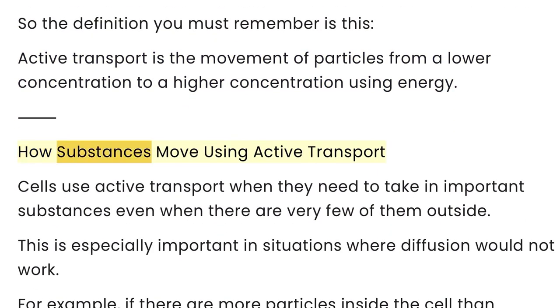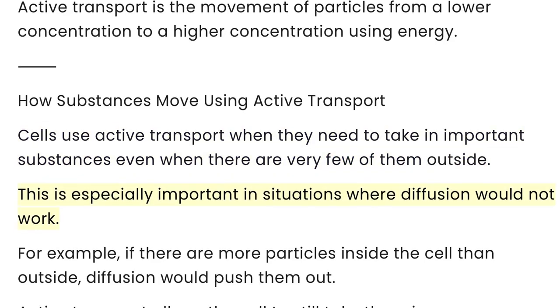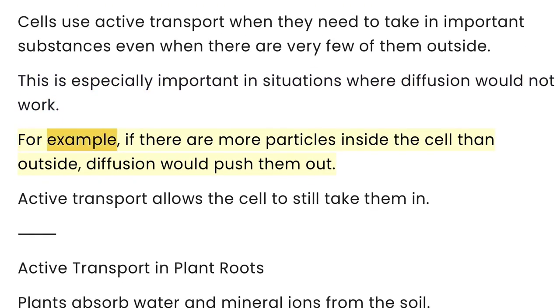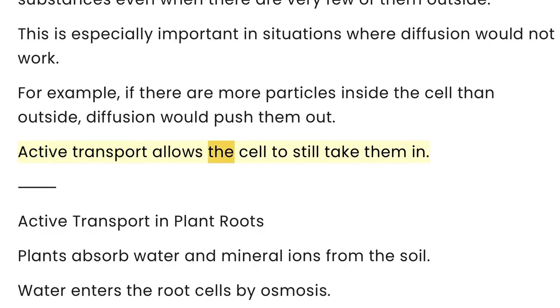How substances move using active transport. Cells use active transport when they need to take in important substances, even when there are very few of them outside. This is especially important in situations where diffusion would not work. For example, if there are more particles inside the cell than outside, diffusion would push them out. Active transport allows the cell to still take them in.